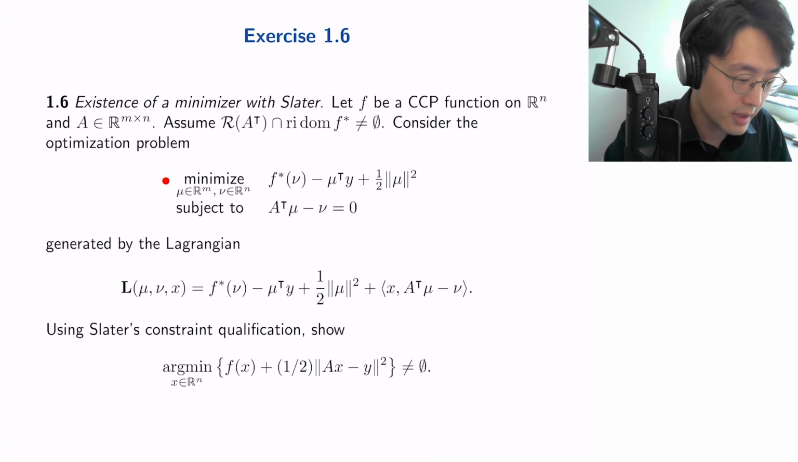Note that in this primal optimization problem, we have variables mu and nu. So, and we assumed this regularity condition. Since we have f star here in the objective, this regularity condition ensures that Slater's constraint qualification holds for this primal minimization problem.